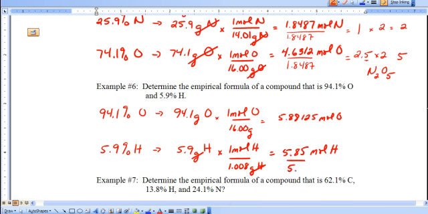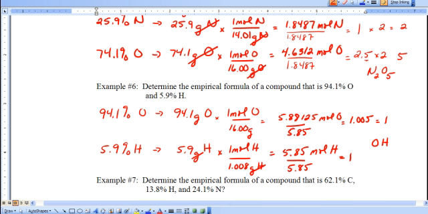If we divide through by the lowest one, 5.85, divide this by 5.85, we are in fact going to get about a 1, but let's go ahead and do the calculation just so you can see that it's not going to be perfect. I'm getting 1.005, which for our purposes is effectively 1. So this is in a 1-to-1 ratio, so the empirical formula would be OH, or you could write it as HO, either way.